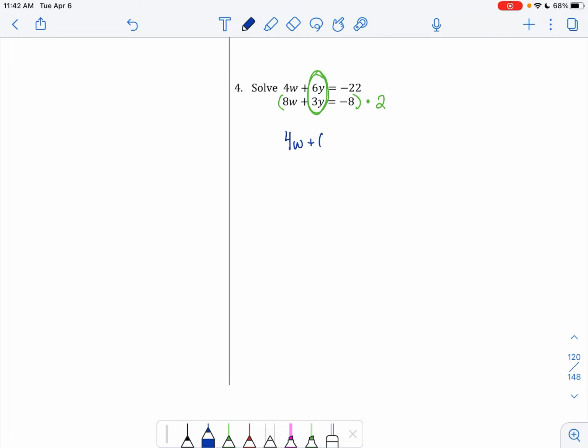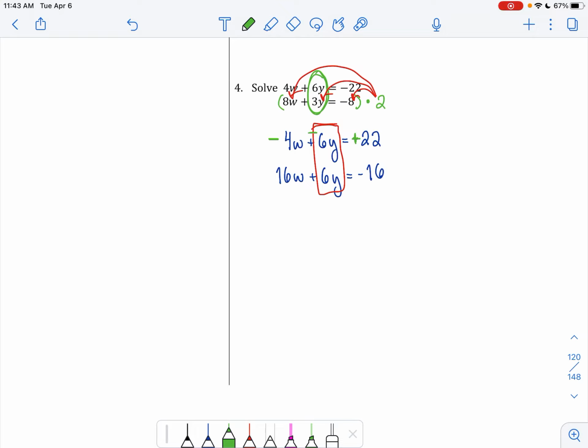So the first equation stays the same in the case that I picked, which is 4w plus 6y is equal to negative 22. And for the second equation, I'm multiplying everything by 2. So then 16w plus 6y is equal to negative 16. So you can think about it as using the distributive property to the 8w, 3y, and negative 8. Now my y's are ready to be canceled out, but one's still positive and one's negative. And if you want to make the top one the negative one, you absolutely can.